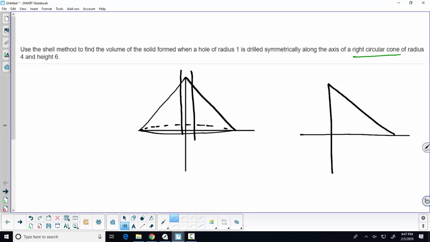Radius 4 and height 6. So this length is 4 total. We're going to drill out this hole, radius 1. So it's basically we're taking this line segment, revolving it around the y-axis to do so.